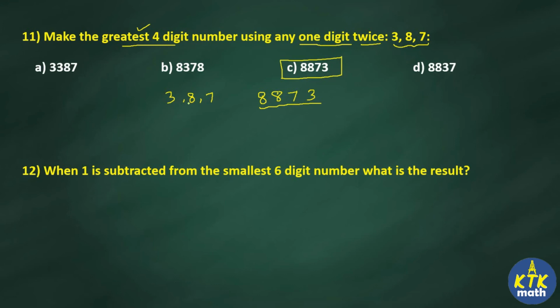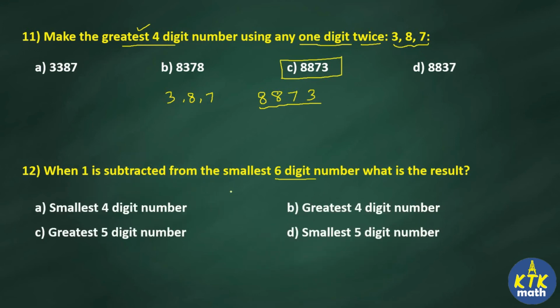Now question number 12. When 1 is subtracted from the smallest 6-digit number, what is the result? So here they gave in terms of words again. So the smallest 6-digit number is going to be what? 1 lakh. Yes, 1 lakh is the smallest 6-digit number. So when I am subtracting 1 from this, the answer is going to be 99,999. This is nothing but your greatest 5-digit number.